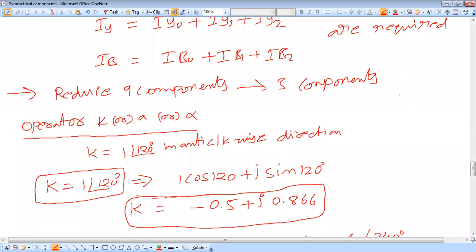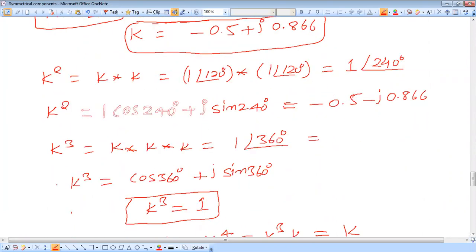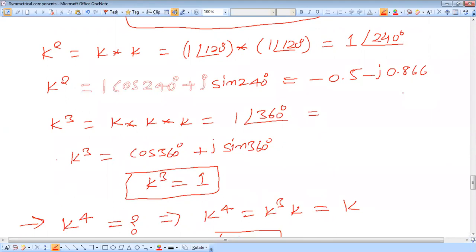k is 1 at an angle of 120. It is the polar form, and converting into rectangular form, k equals minus 0.5 plus j 0.866. Similarly, what is the k square value? 1 at an angle of 240. That value is minus 0.5 minus j 0.866. And k cube is equal to 1 at an angle of 360. The k cube is equal to 1.